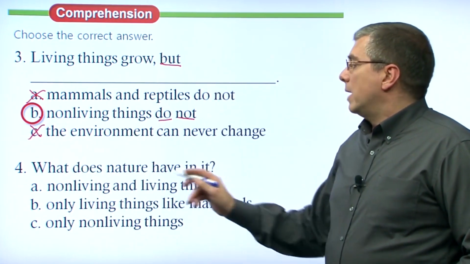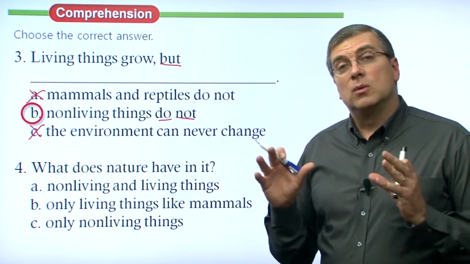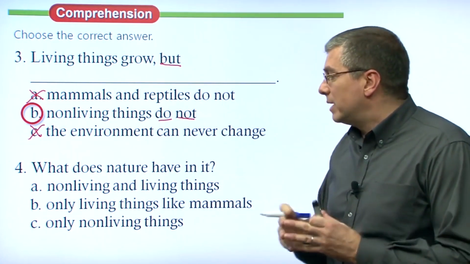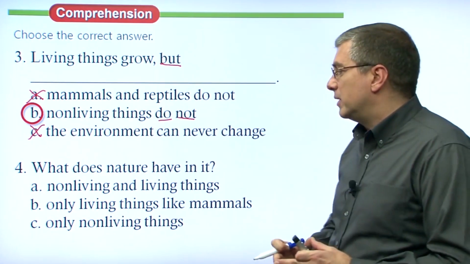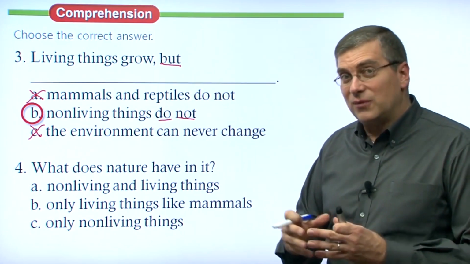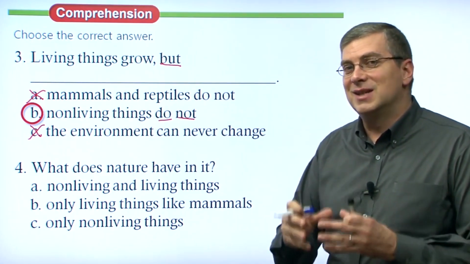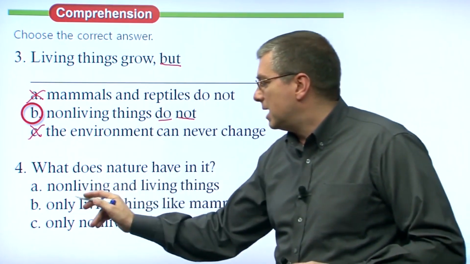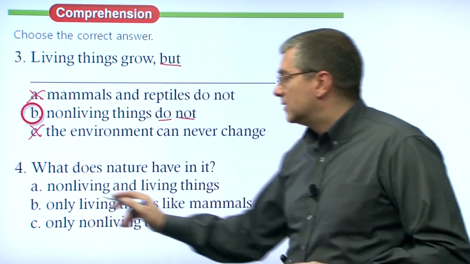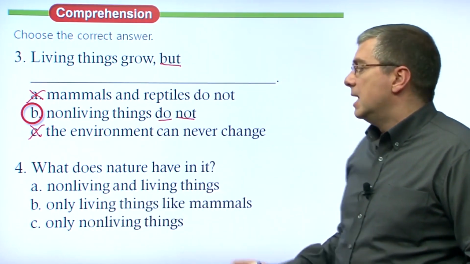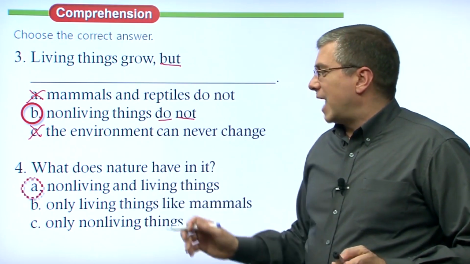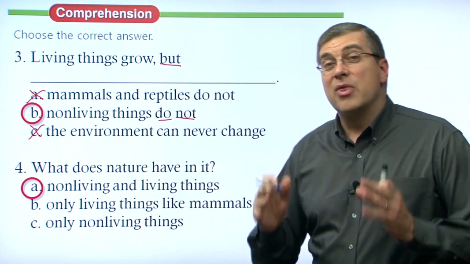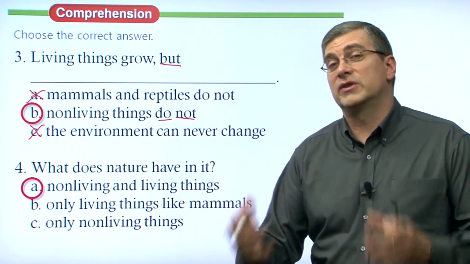Number 4, what does nature have in it? So that was our topic sentence, right? When we looked at the reading. What does nature have in it? And we saw that there are two different things that we're talking about that exist in nature. Let's go over the answers. A, non-living and living things. B, only living things like mammals. C, only non-living things. Of course, if you chose A, you would be correct because nature has non-living and living things in it. That was our topic sentence, the very first sentence.